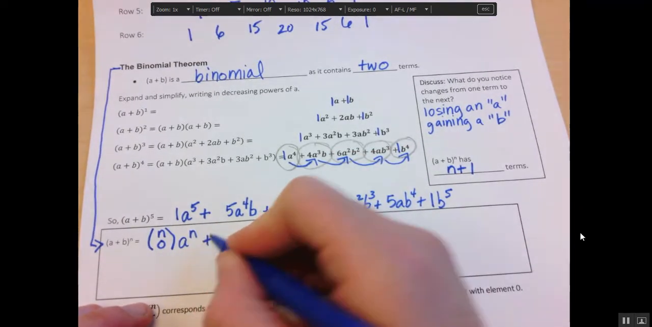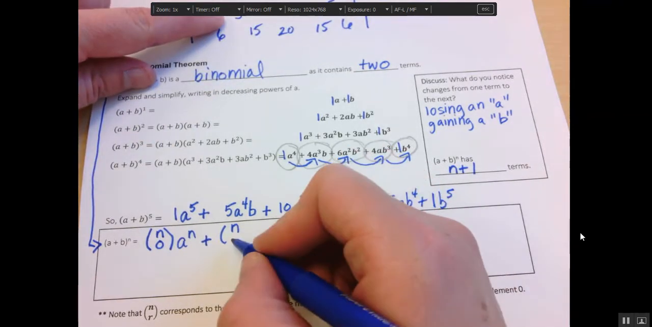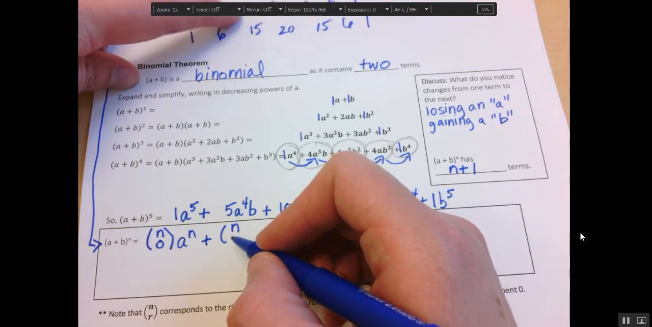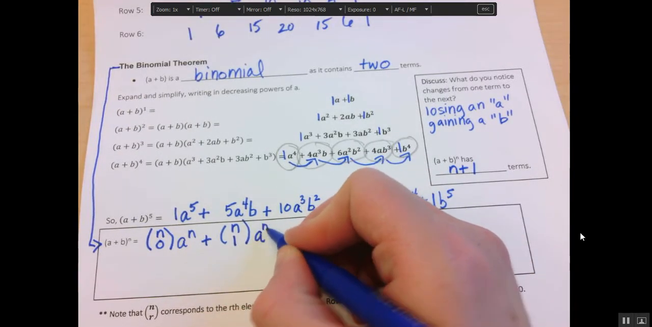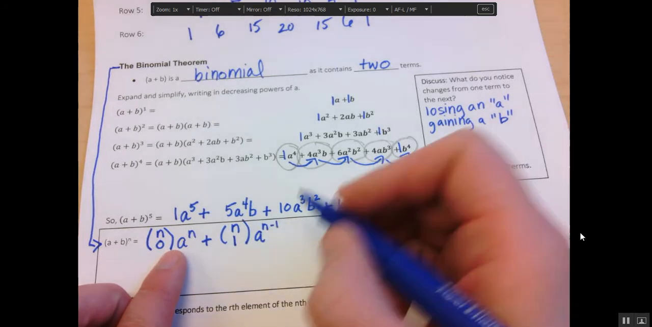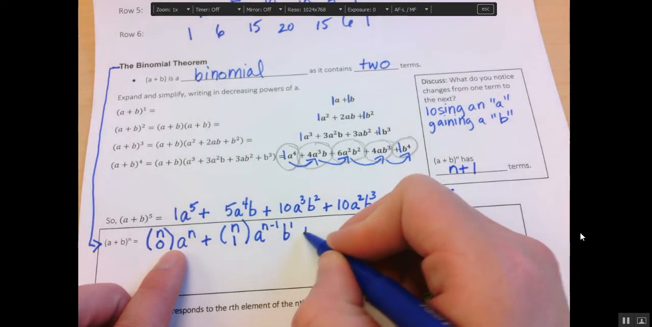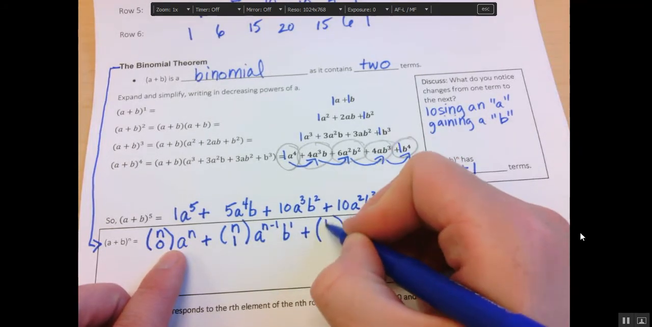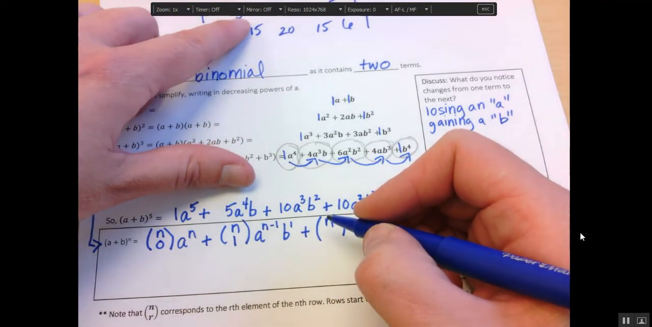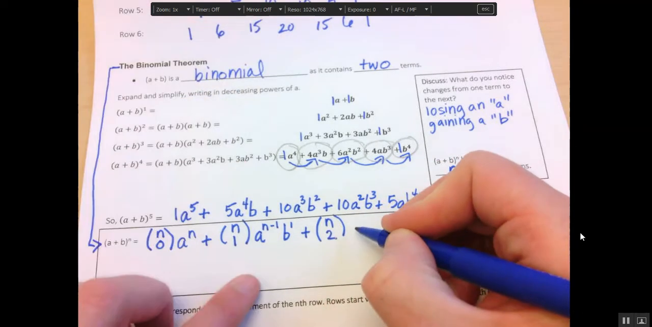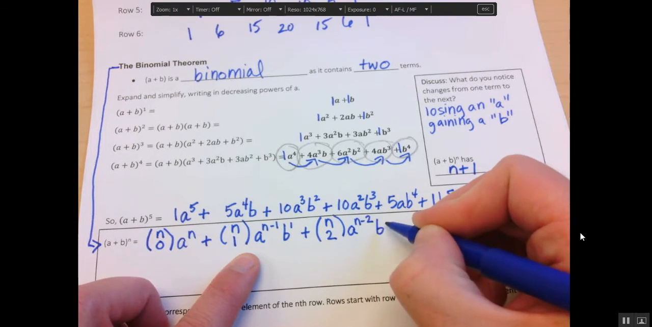All right, then the next one, we're still in the n row. So when it was to the 5th power in this row, but we're going to choose the next element. So instead of the 0 element, we're going to choose the 1 element. And then we said we lose an a, so instead of a to the n, it's a to the n minus 1, but we gain a b. All right, we're still in the n row, so whatever row this is, and we're going to choose the next element. So this is element 0, element 1, this is element 2. Lose another a, so a to the n minus 2, b squared.